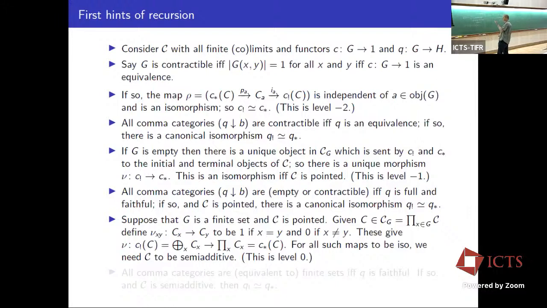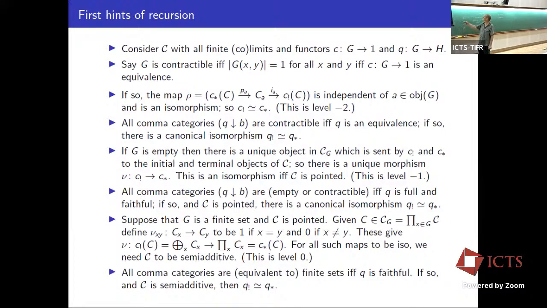And so when is that going to be an isomorphism? Well, that's precisely the definition of what it means for C to be a semi-additive category. A semi-additive category is a pointed category where the maps from the finite co-product to the finite product are isomorphisms. So that's what we call level 0, when you've got a finite set here. And so you have ambidexterity at level 0 if and only if, for this case where it's just G to 1, G is a finite set and you've got a semi-additive category.